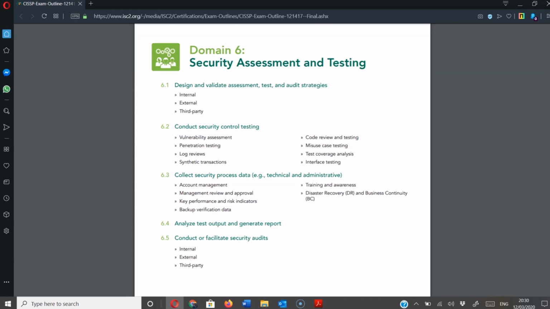If something is going to change in an organization, you can have a vulnerability assessment done before you even think about allowing or disallowing that change. Similarly, with penetration testing to validate the vulnerabilities that you've identified, log reviews, having a SIEM tool that will help you analyze or create a pattern analysis of what's happening within the infrastructure, what's happening within the organization from a security perspective. Then you're talking about collecting security process data, account management.